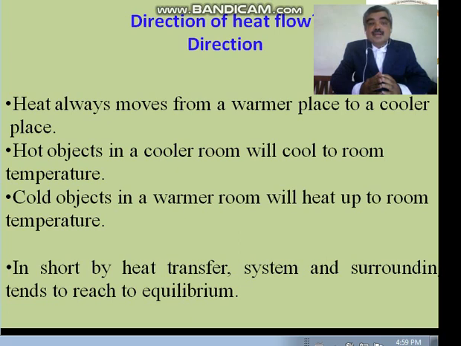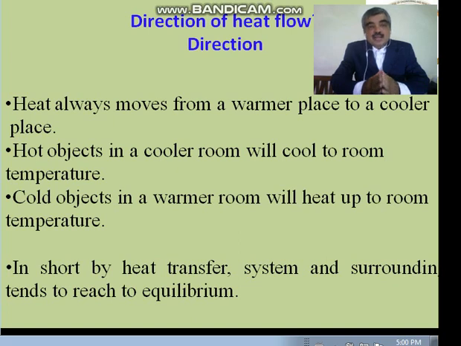So if there is a warmer object which is kept in the room, then there will be heat transfer from this warmer object to the surrounding. What will happen if you keep the warmer object in the room? It will cool down, and after a certain time it will come into equilibrium with the surrounding, and once it comes into equilibrium there will not be any heat transfer.